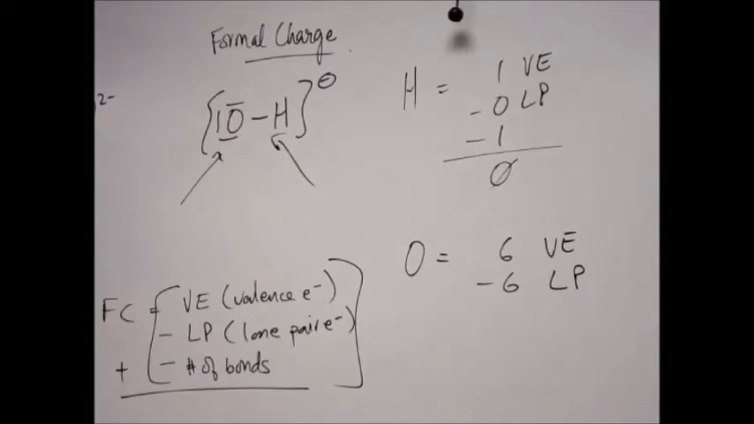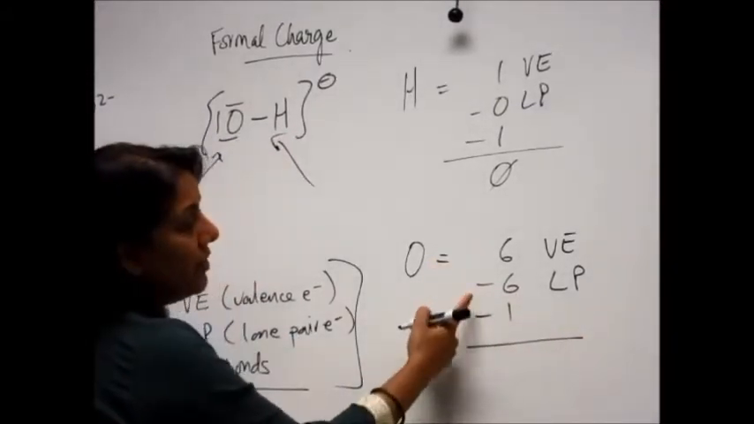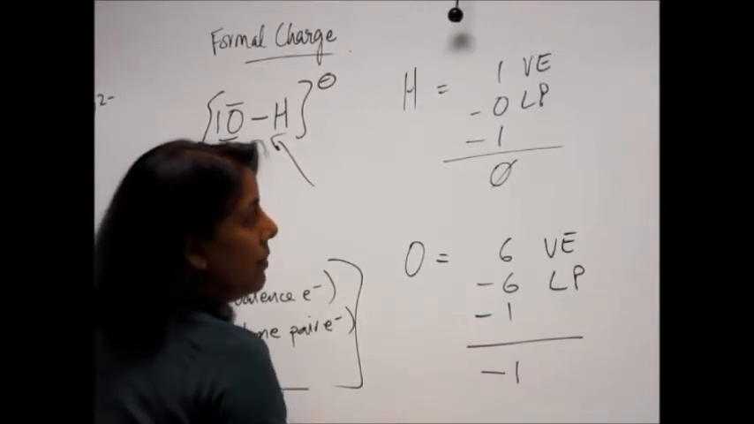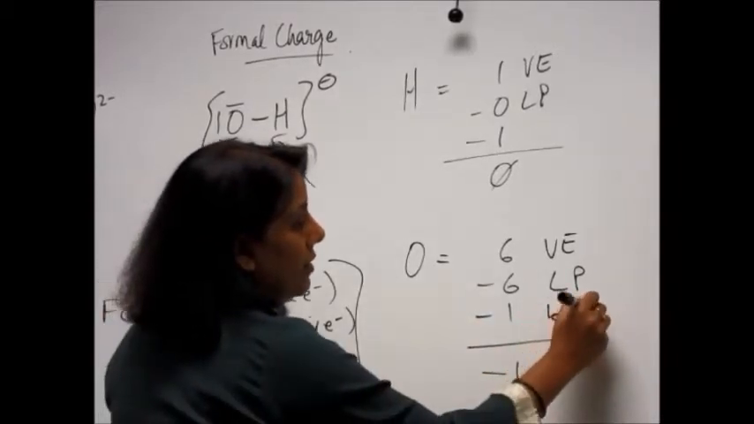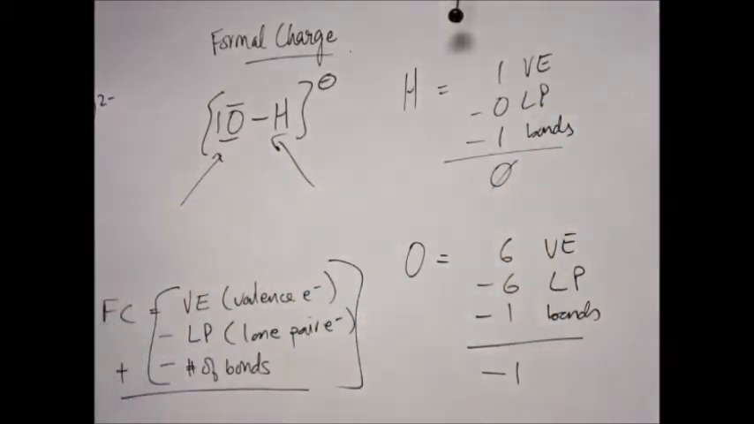Good. And how many bonds? 1 bond. So minus 1. So 6 minus 6 minus 1 is minus 1, which means that oxygen has the formal charge of minus 1.